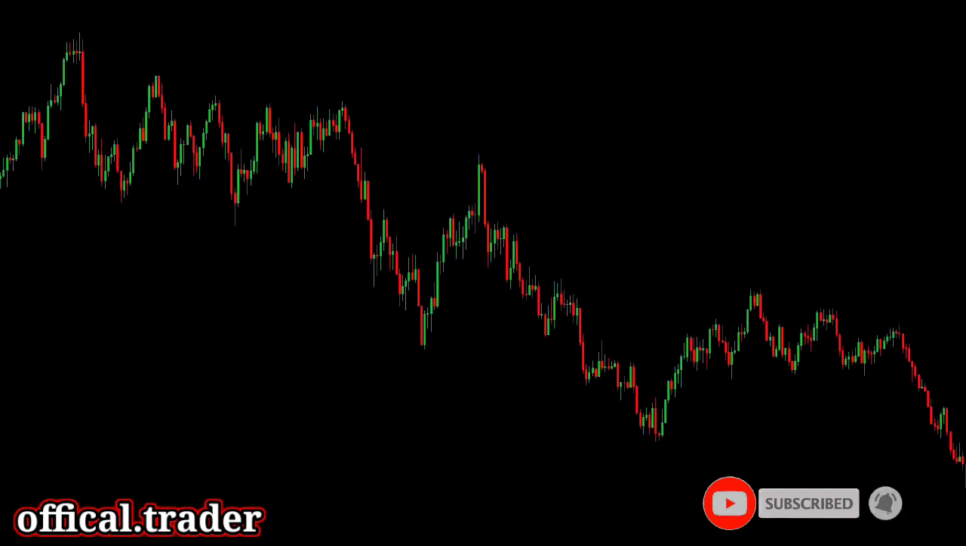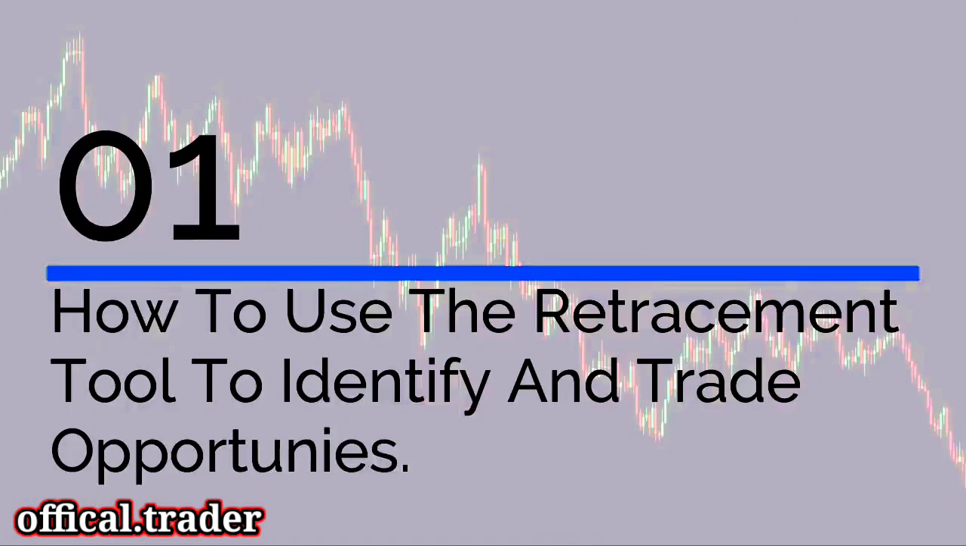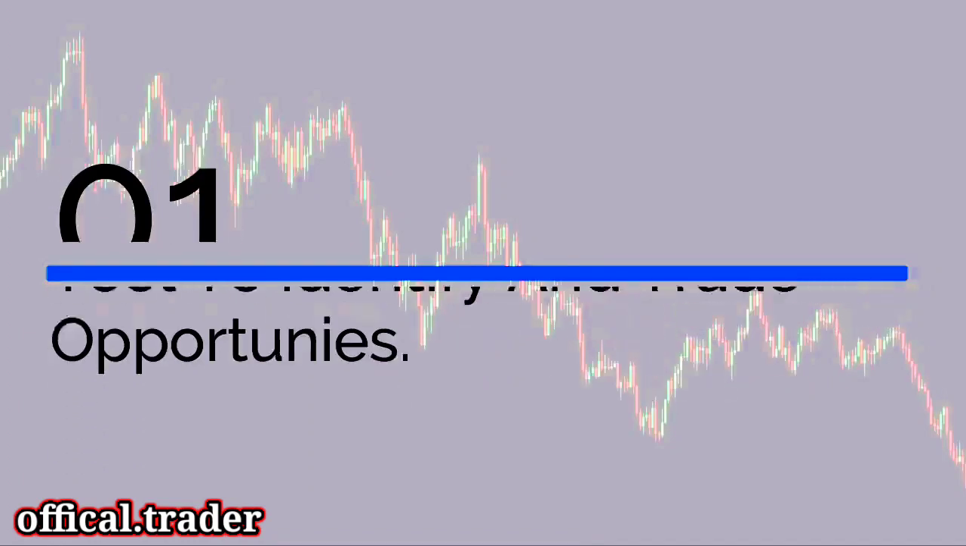So this was the theoretical part of the Fibonacci trading. Now let's learn how to use the Fibonacci retracement tool to identify and trade the markets.